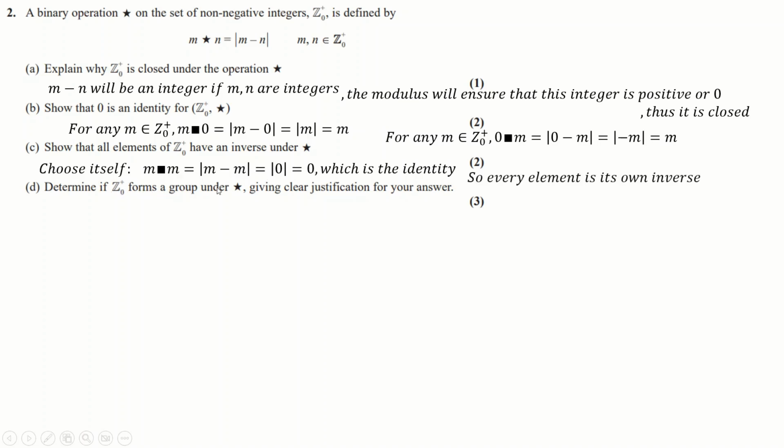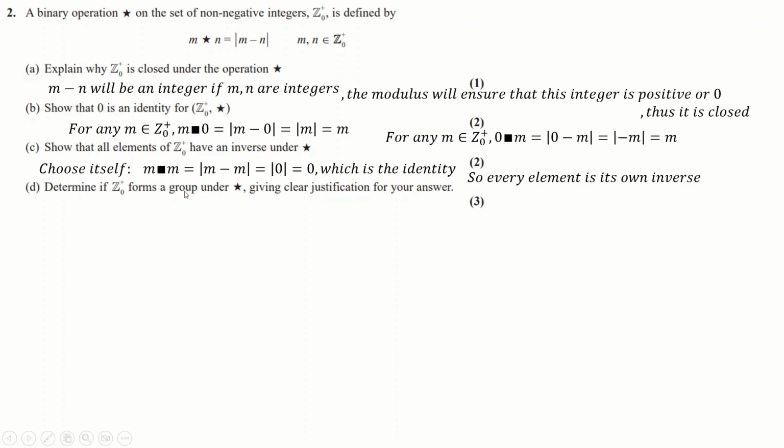And then determine if it forms a group. Now to do a group you need to have 4 things. Sorry, did I call this a group earlier? That was spoilers, I guess. We haven't shown it's a group yet. So let's now show that it's a group.